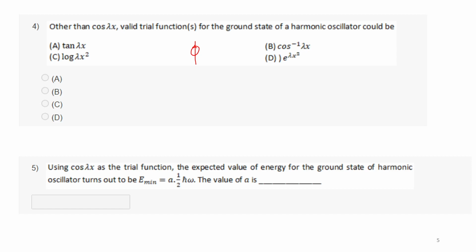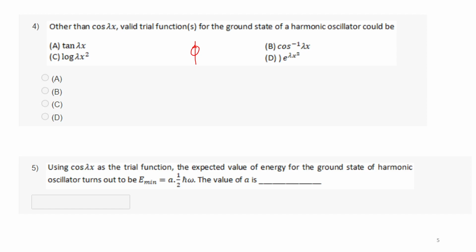Yes, e raised to lambda x square doesn't vanish. So the boundary conditions are two properties. One is it should be symmetric with respect to the half point, and the second is it should vanish at the boundary point. Okay, you are correct, because we got minus lambda x square as the correct answer.